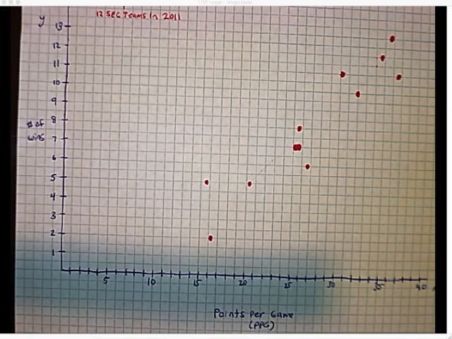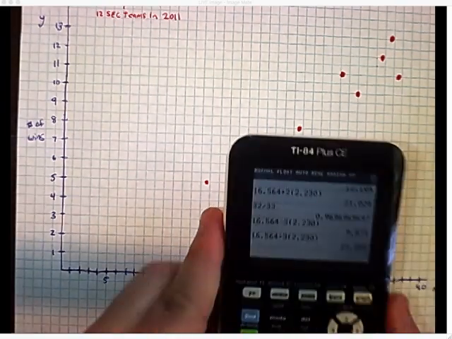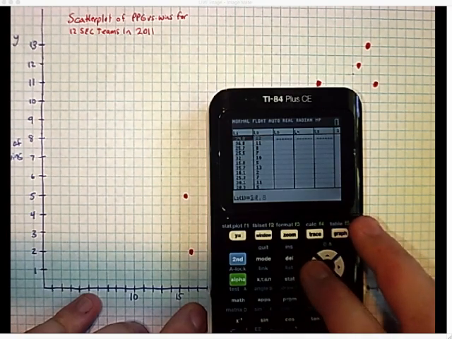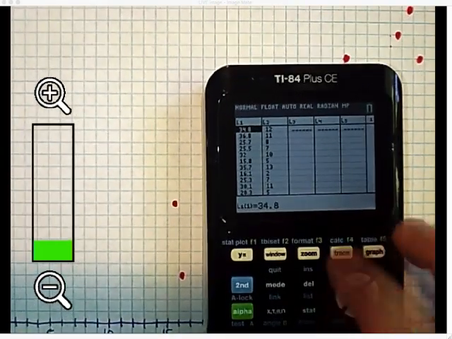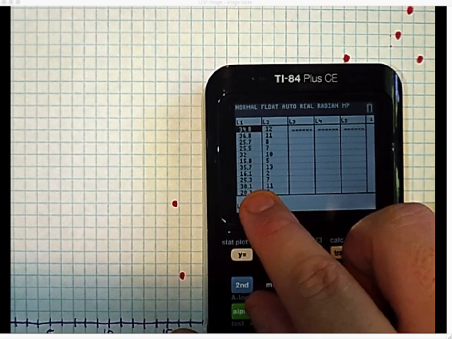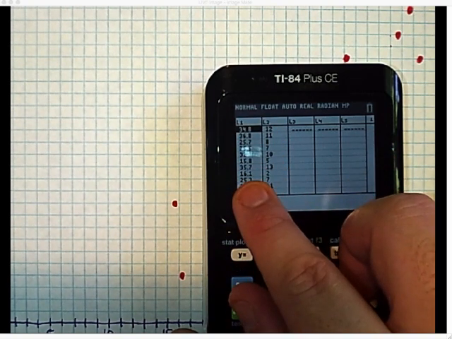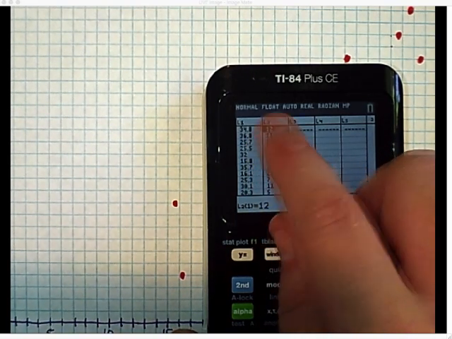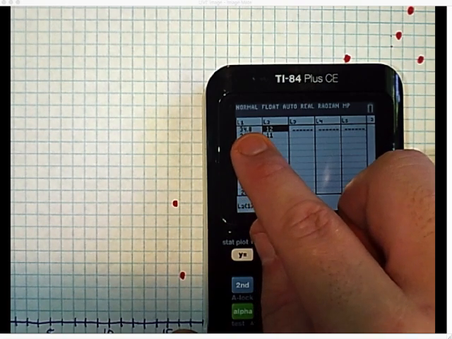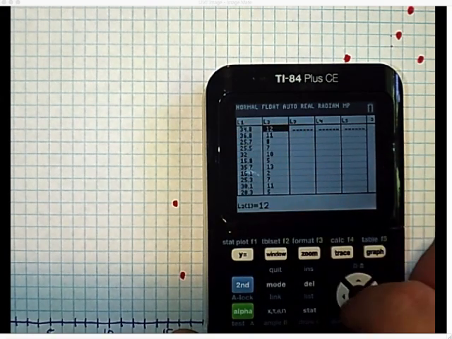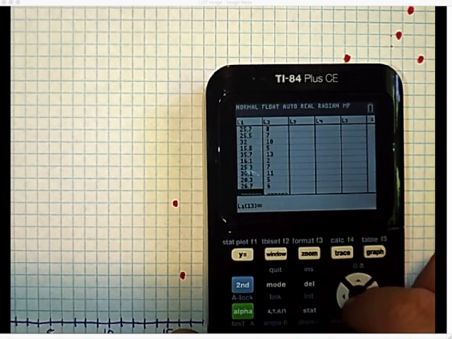Now, how do you do this on the calculator? Well, it's fairly straightforward. So you're going to have to put your data into two lists. So I'm going to go stat edit. I've actually already done this. Okay. So what I did is I put every team's points per game in list one. Remember, this is the one I'm going to put on the x-axis. And then right next to it in the same row, I put how many wins they had. So Alabama is this first data point. They had 34.8 points per game and 12 wins. So they're right next to each other. And I did that for all 12 SEC teams.